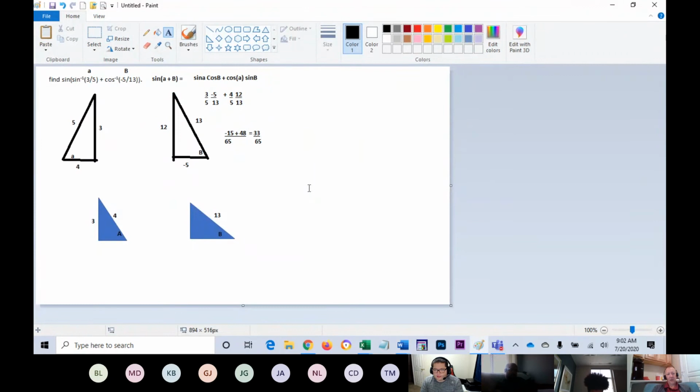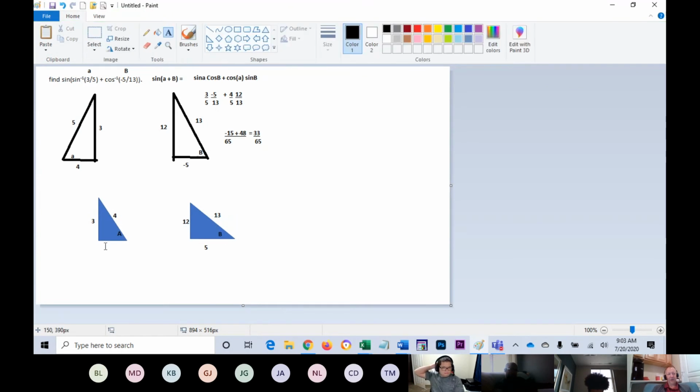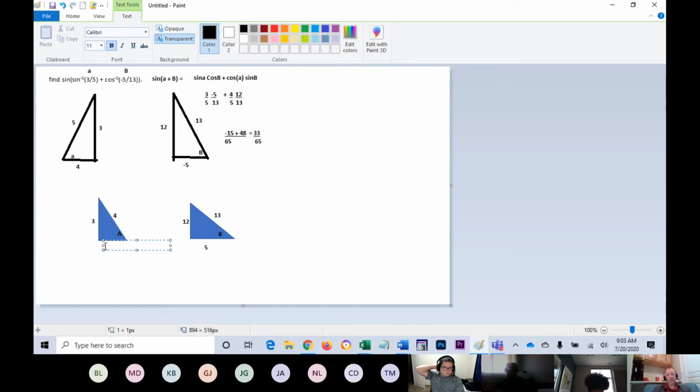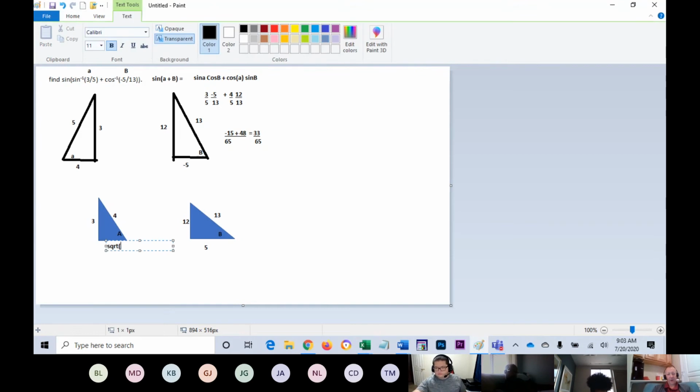And the 5 would be adjacent. This is 5, so this is a 5, 12, 13 triangle. We need to figure out what this other side is. This one's not going to be a fun one. I think it's the square root of 7.